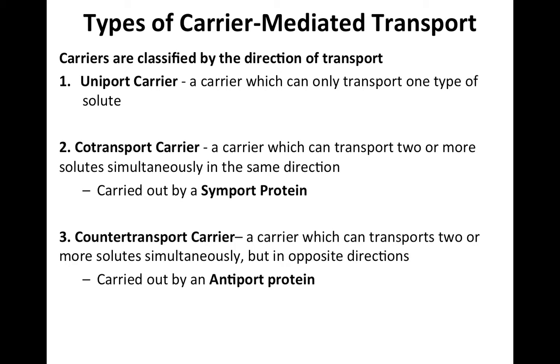First off, we look at the direction of transport that's taking place within each protein. A uniport carrier is one that only transports one type of solute in one direction. A co-transport carrier is one that's transporting 2 or more solutes simultaneously in the same direction. We tend to call this a symport protein, again, sym for same or like.